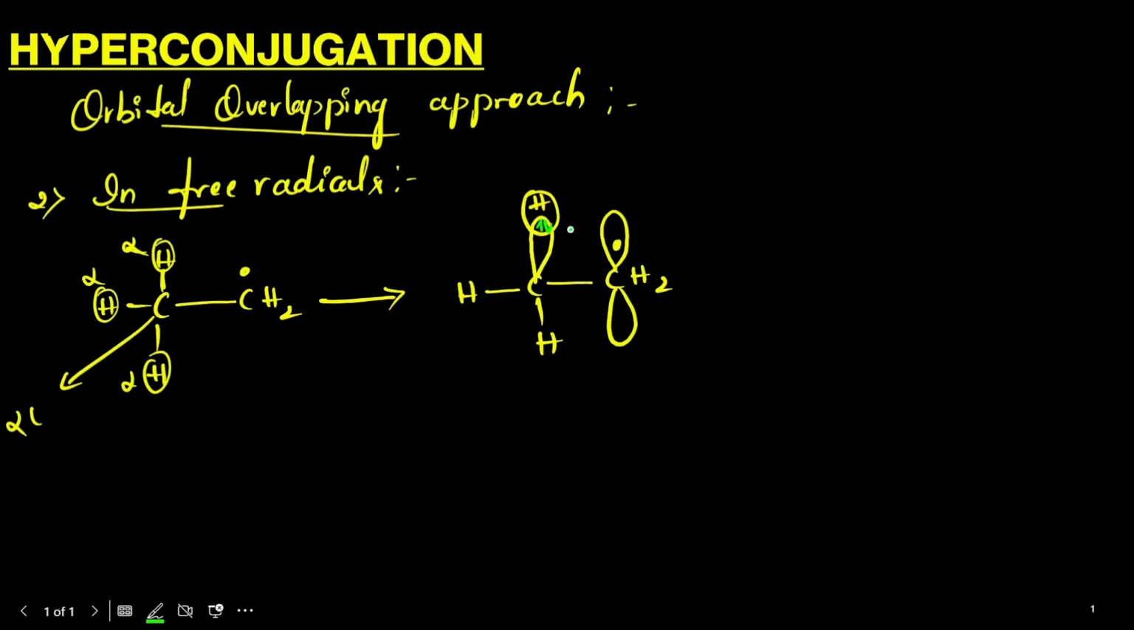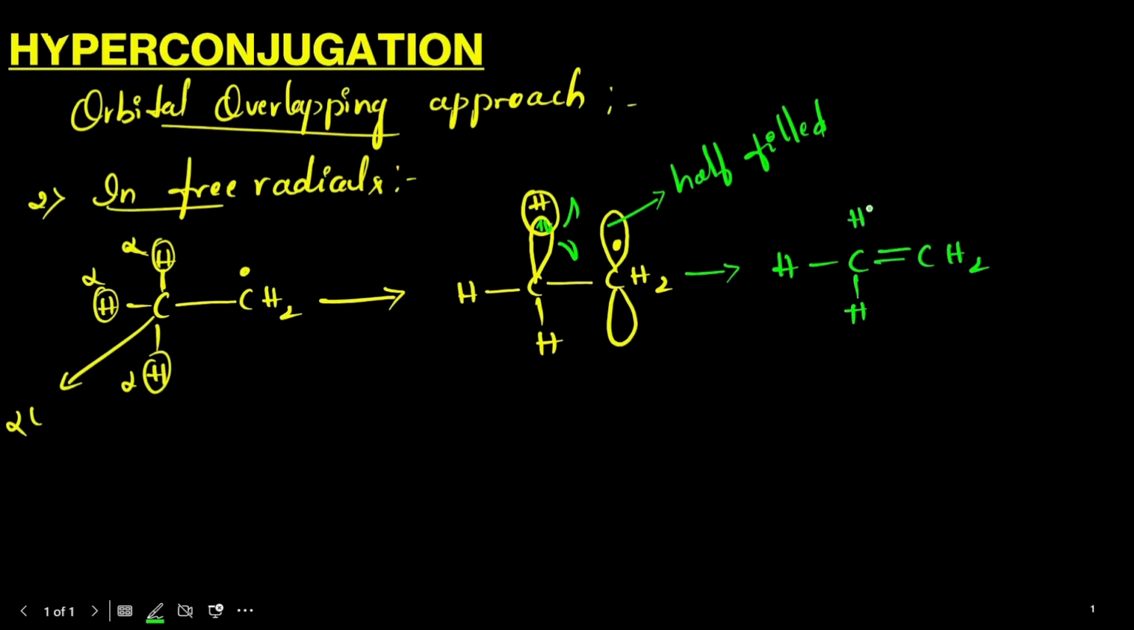This sigma bond undergoes homolytic fission, and one of the sigma electrons combines with the free radical present in the half-filled p orbital to form a carbon-carbon double bond, that is H carbon, here hydrogen, and here carbon-carbon double bond, CH2 and here a hydrogen radical. Here this sigma electron is overlapping with the half-filled p orbital of carbon.